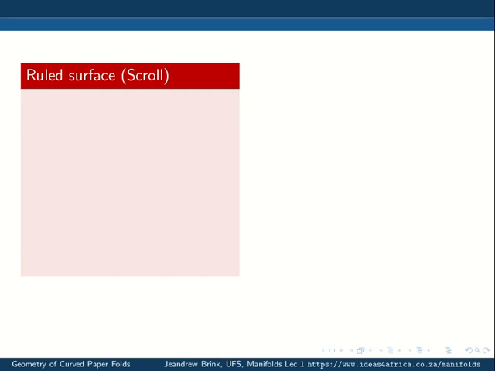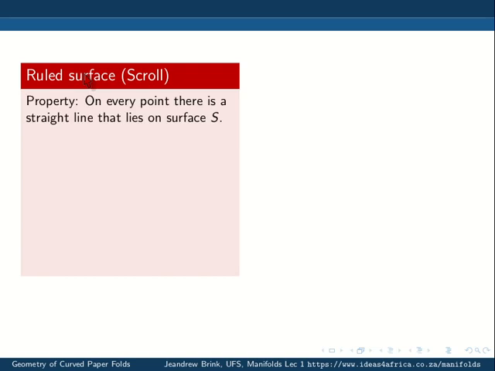So it's a ruled surface, and some people also call it a scroll, like the ancient people that had those papyrus scrolls. Those surfaces fit into this category. What the surface has is that on every point, there is a straight line that lies on the surface. For example, look at this surface that somebody made very beautifully: they drew 2 circles and then joined the line at the top of the circle to the other circle.